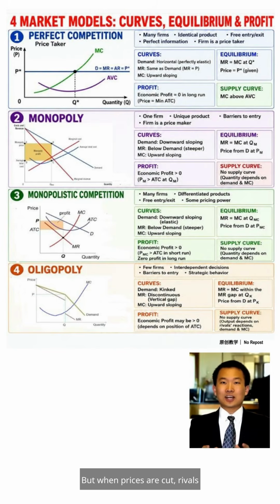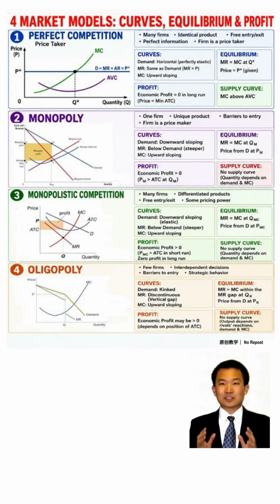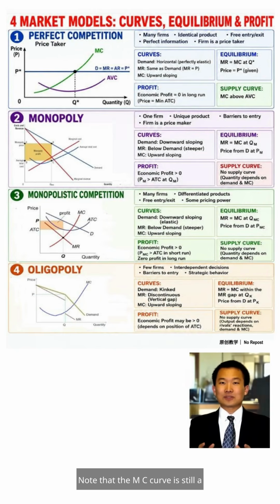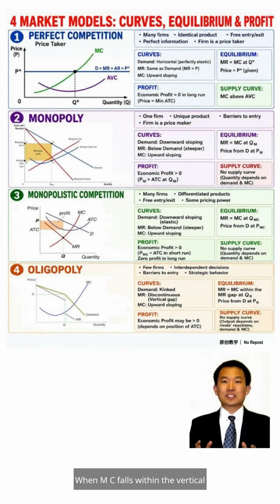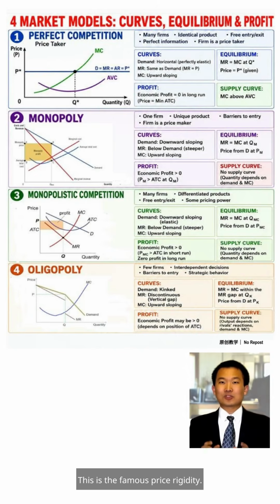But when prices are cut, rivals often follow quickly, so the increase in demand is limited, making it inelastic below the kink. This change forms a kinked demand curve and causes a vertical gap in the marginal revenue curve. Note that the MC curve is still a normal upward sloping marginal cost curve. When MC falls within the vertical gap of MR, firms usually won't adjust price or output even if costs change slightly. This is the famous price rigidity.